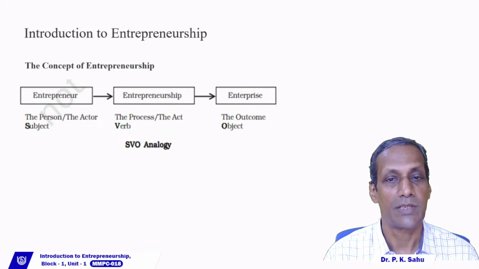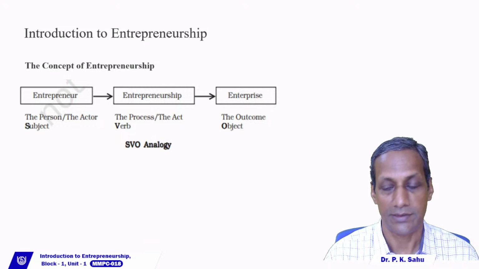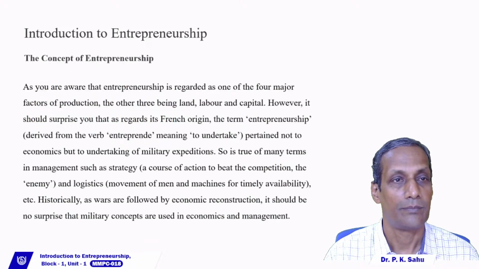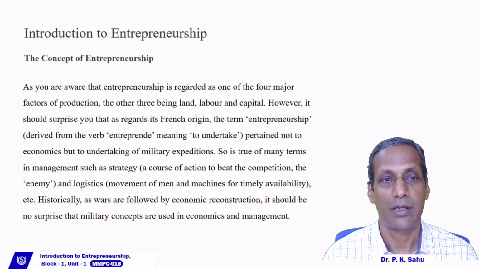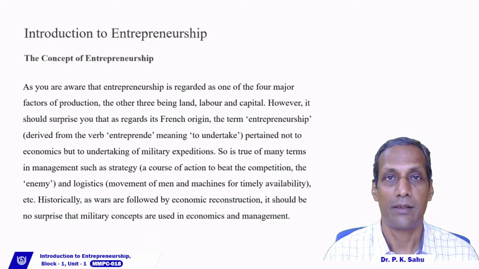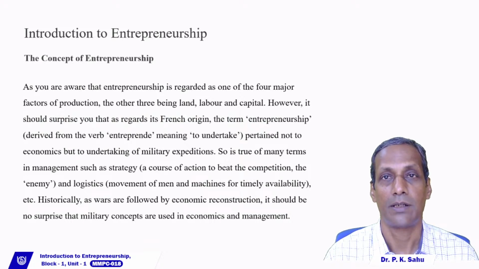So this shows the very objective analogy of the concept of entrepreneurship. You have the entrepreneur who practices entrepreneurship in the enterprise or outside of it. So the concept of entrepreneurship, as you are aware, is regarded as one of the four major factors of production. The other things being land, labor, and capital. However, it should surprise you that as regards its French origin, the term entrepreneurship was originally derived from the verb entrepreneur, meaning to undertake. It pertained not to economics but to undertaking of military expeditions.